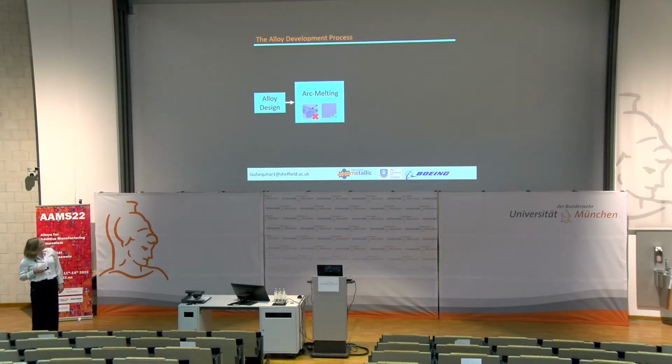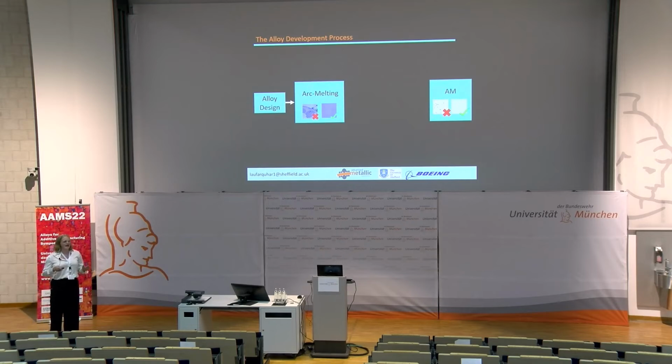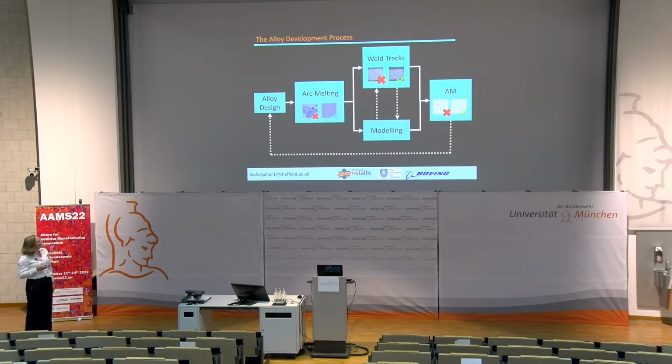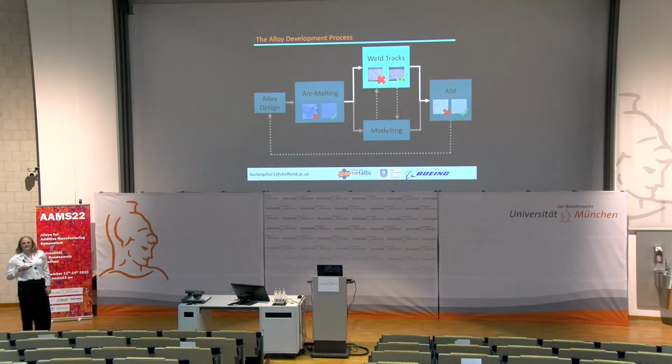So far I've shown you these 2 bits of the flow diagram, and I need to get over here. But I have 5 novel high entropy alloys, and I don't want to make 5 bespoke new powders because my research budget is not big enough for that by about a factor of 5 to 10. So we had to come up with an intermediate stage, and that involves weld tracks in conjunction with modelling. And because I'm mainly an experimentalist, I'll be looking at the weld tracks today.